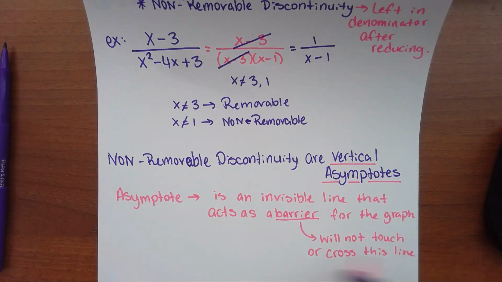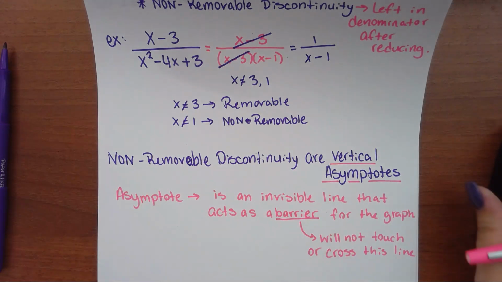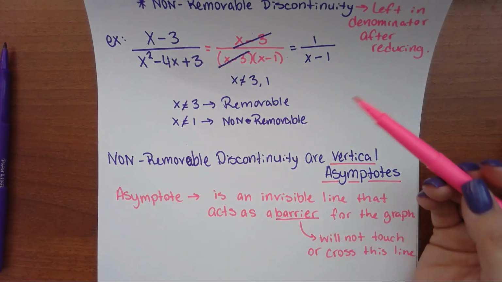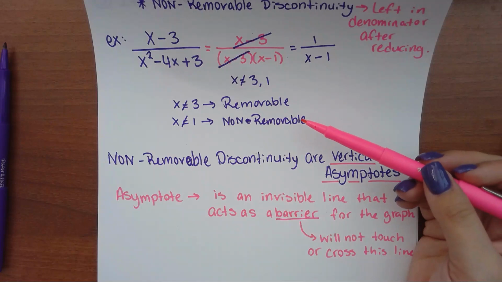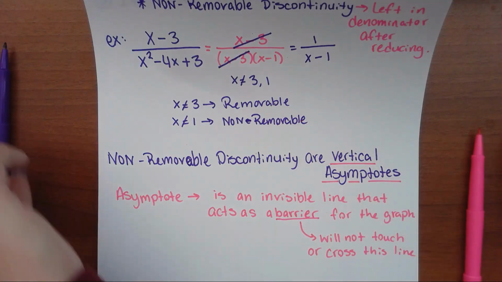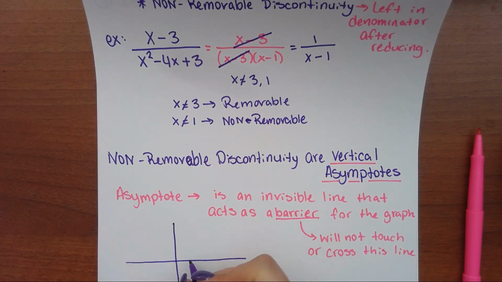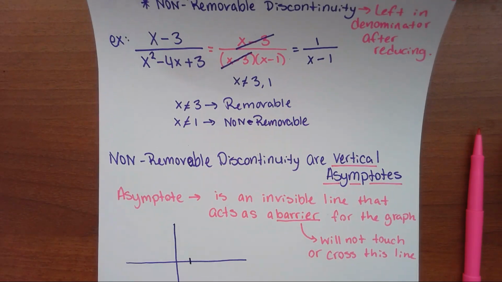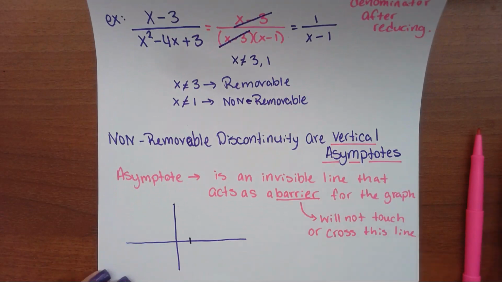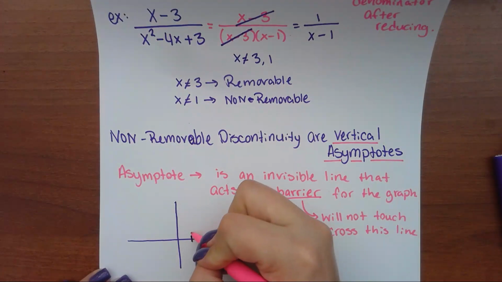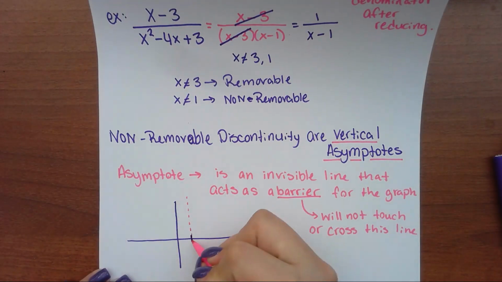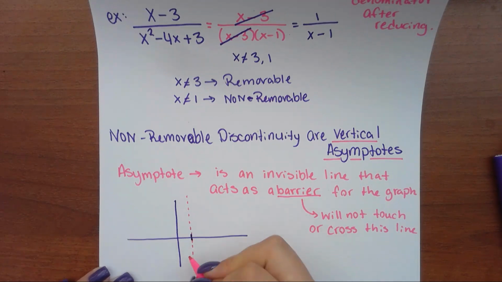Now, vertical asymptotes are like they sound. They're vertical lines. So in this case up here, our non-removable discontinuity should be our vertical asymptote. If we were to draw that, this is how it would look. We would go to x equals 1, and we would draw a dotted line that is vertical at x equals 1. So this is the line x equals 1.